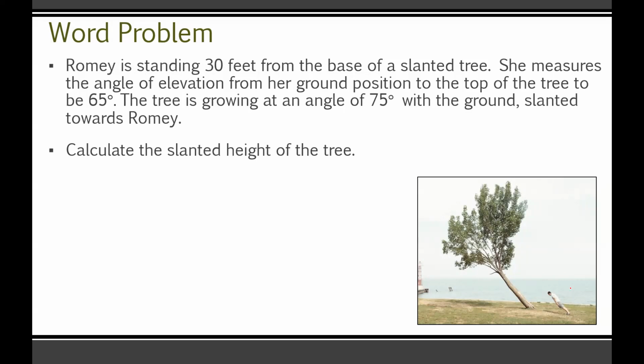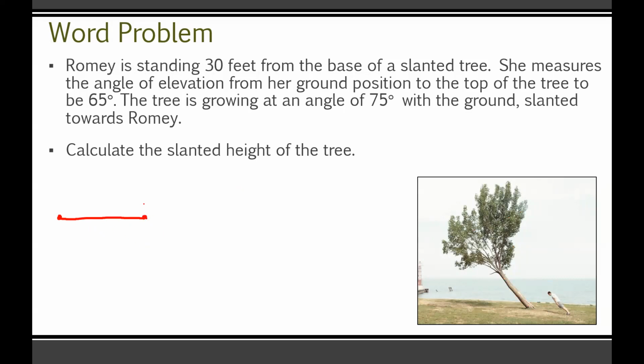This picture in here, I think I just threw it in because it was kind of goofy, but that's not an accurate depiction of what these people look like here. So calculate the slanted height of the tree. I think the easiest way of going about this, first, let's draw a picture. Let's try to figure out what on earth is going on. So we know Romy is standing 30 feet from the base of a slanted tree and the tree is slanted towards her. So why don't we draw the ground first? We're going to draw the ground here. We'll say Romy is standing right here and we'll say the tree is right here.